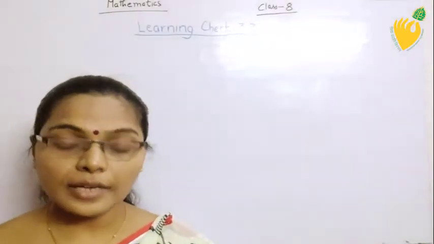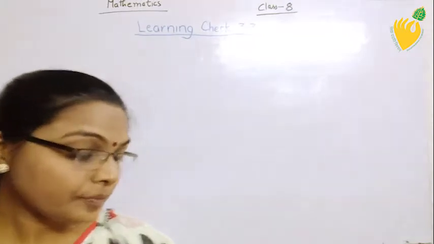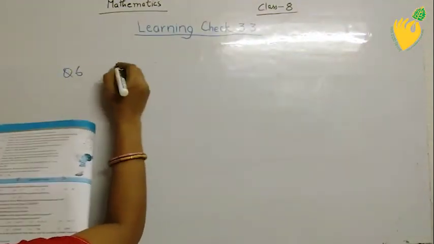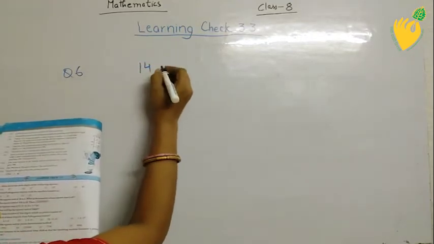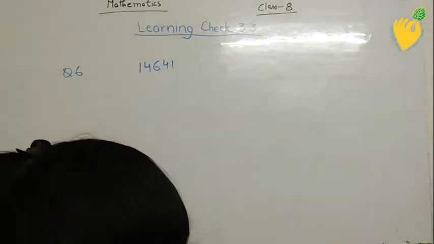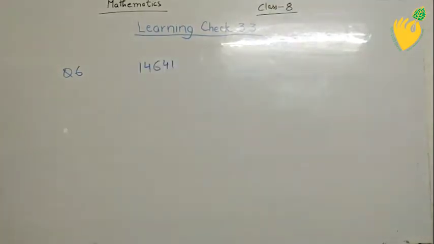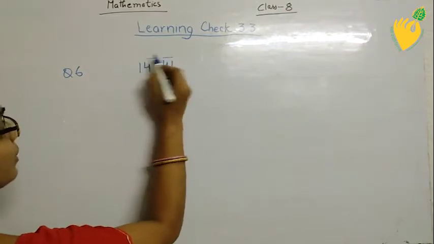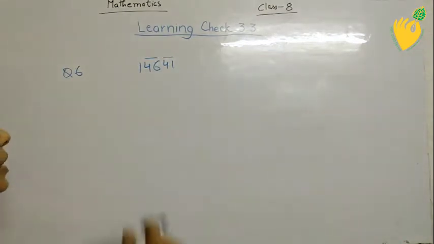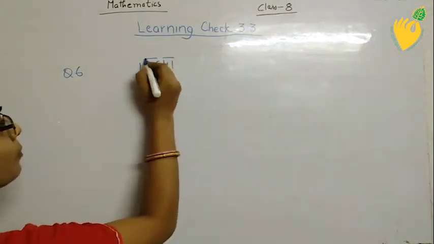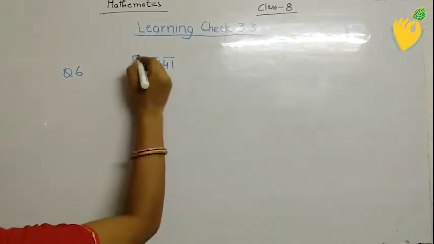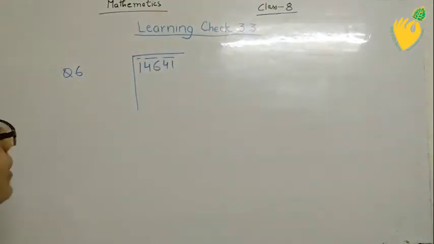Let's see the next question, that is question number 6. What will be the square root of 14641? Simply, students, we will find the square root of this by the division method. What is the division method, students? You will start making pairs from the right hand side. Pair of 41, pair of 46, and what is left alone here, students? 1. You will keep it as it is.